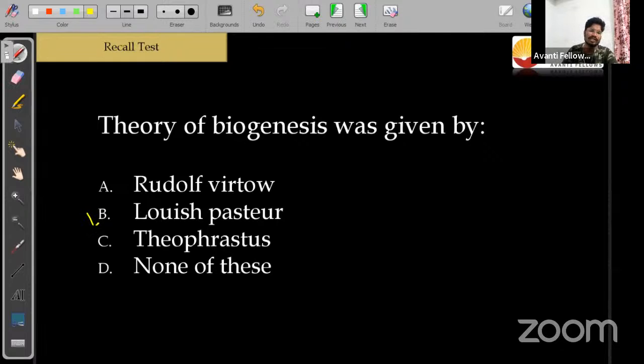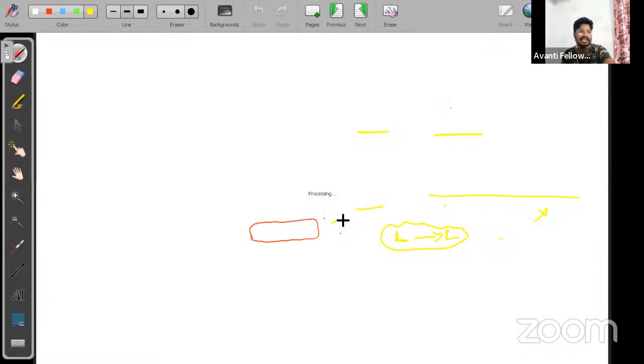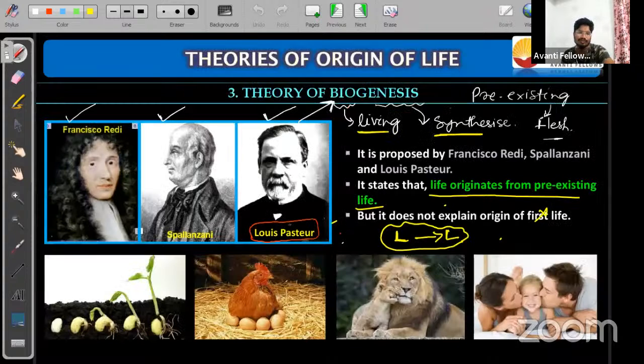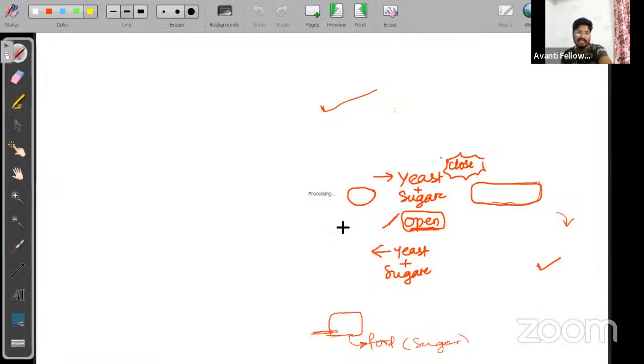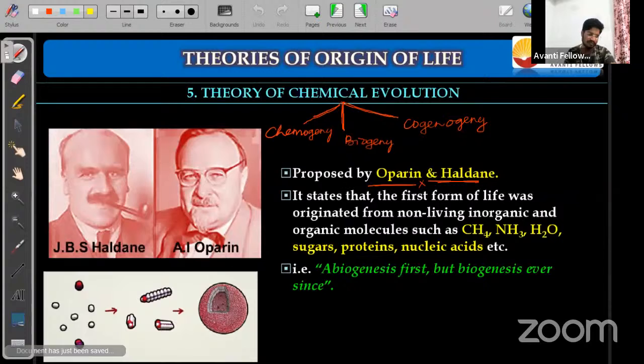It is Louis Pasteur only, not Rodolphe Virtue, not Theophrastus, none of the above. Louis Pasteur. Okay, so remember this one. Biogenesis was given by Louis Pasteur. The experiment was conducted by 3 different persons: Louis Pasteur, Spallanzani, and your Rodolphe Virtue. Sorry, Francisco Redi, Spallanzani, and Louis Pasteur. तीनों मिलकर के किए. Francisco Redi, Louis Pasteur, and Spallanzani.